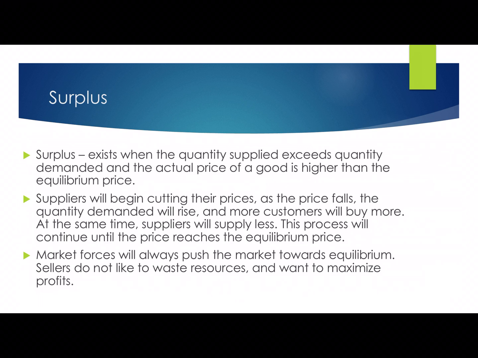Surplus, on the other hand, exists when the quantity supplied exceeds the quantity demanded, and the actual price of a good is higher than the equilibrium price. Suppliers will begin cutting their prices. As the price falls, the quantity demanded will rise, and more customers will buy more. At the same time, suppliers will supply less. This process will continue until prices reach the equilibrium point. Market forces will always push the market towards equilibrium. Sellers do not want to waste resources and want to maximize profits.